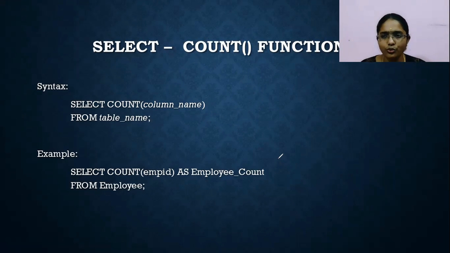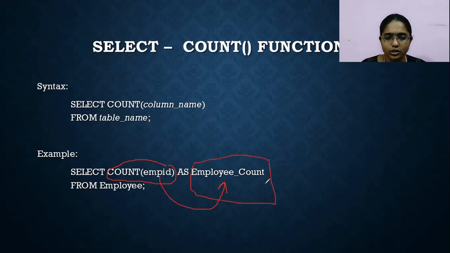If I want to find how many employees there are, I can make use of this count function. So count followed by the employee ID as employee count. So what happened? The count will be displayed under the name called employee count in a tabular format. This is a customized name I am giving.